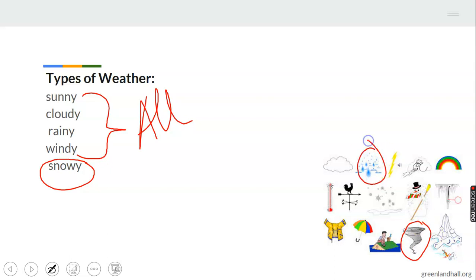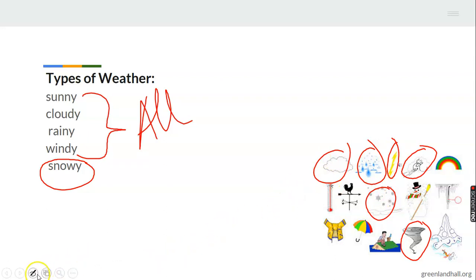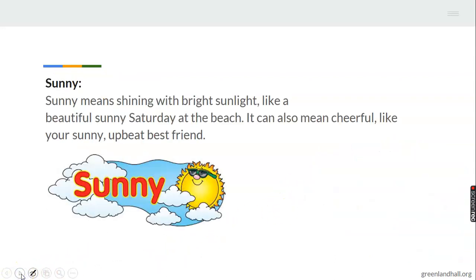Can you see that? Yep. Can you see cold? Sunny, cloudy. All right. So we have various types of weather. Wow, this is also snowy. Okay. So let's get into it, people. Let's get into it. Sunny weather.